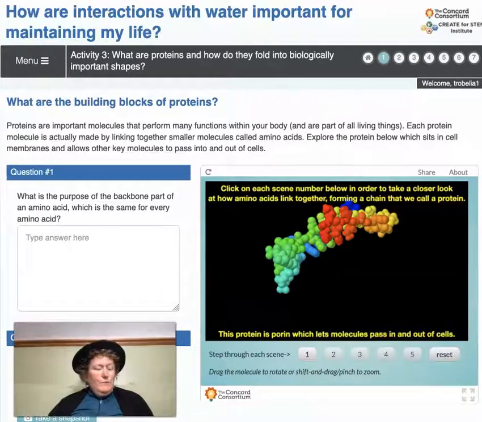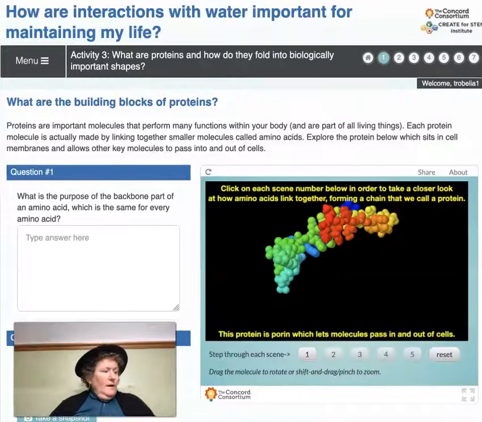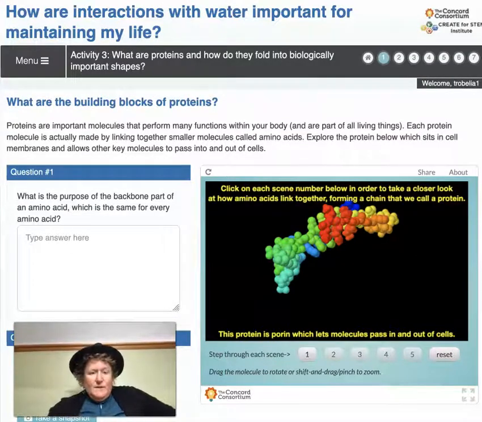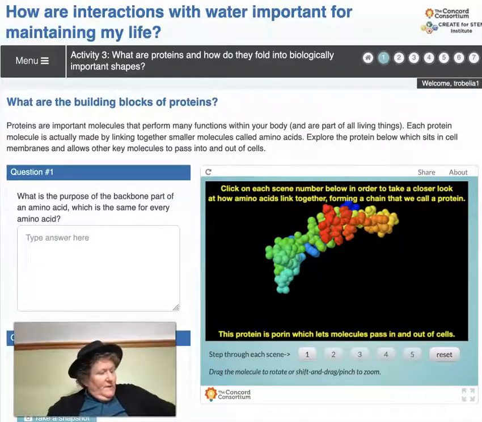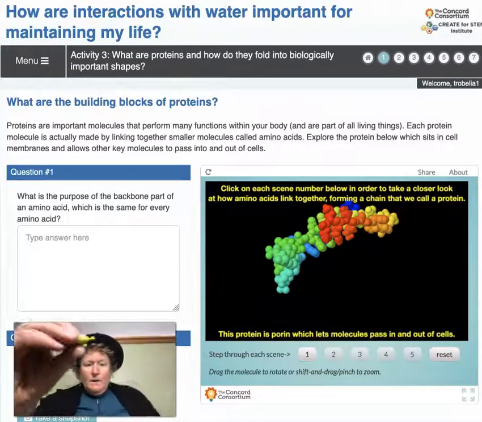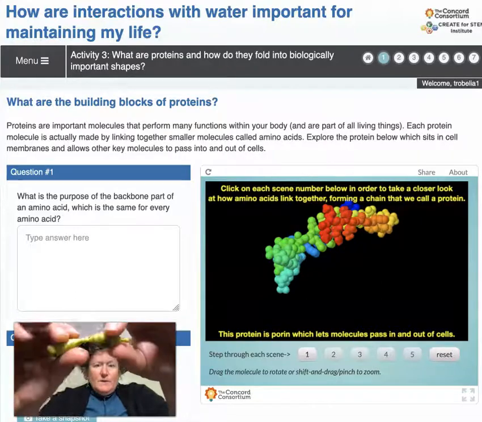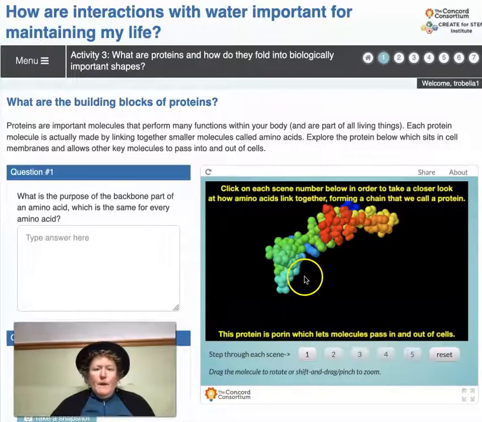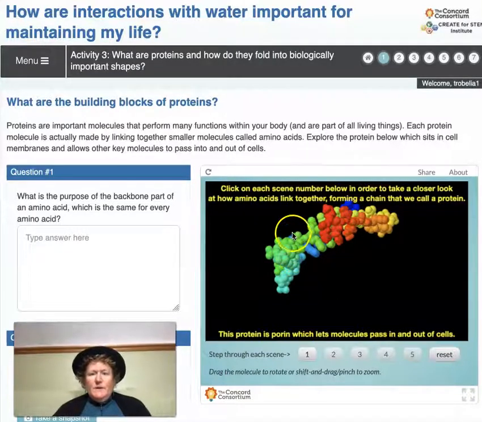So the building blocks of proteins are these amino acids. In some of my models here, they're pop beads that pop into each other. They stick to each other because they've got these little connectors. And so you can think of those connectors like the backbone of the protein. Let's explore proteins here. It says click on each C number below in order to take a closer look at how amino acids link together forming a chain we call the protein.